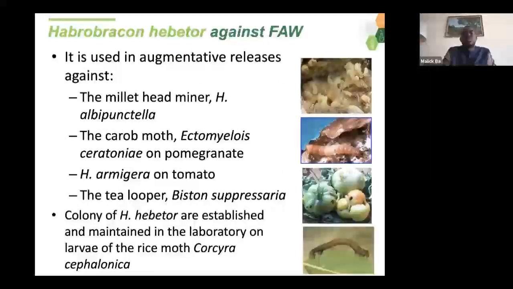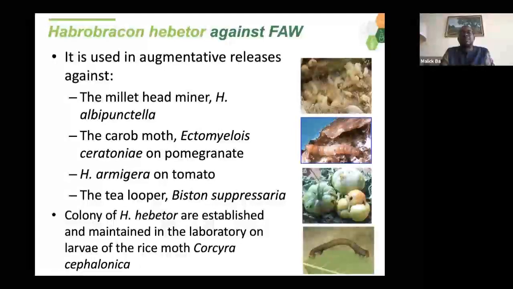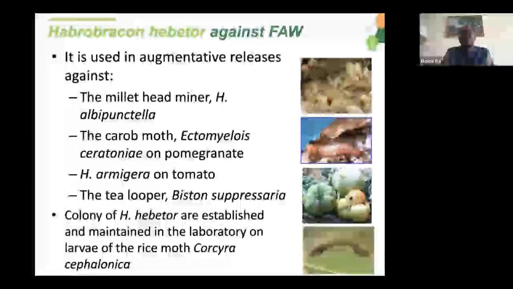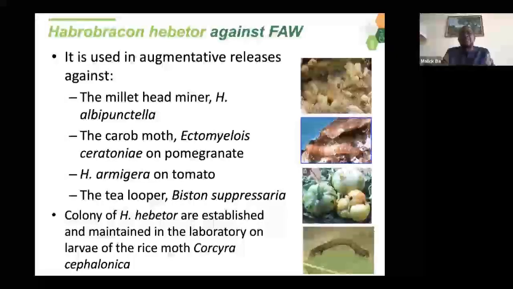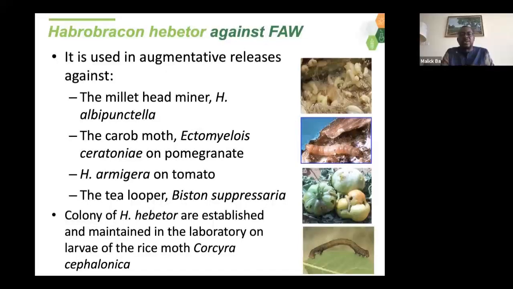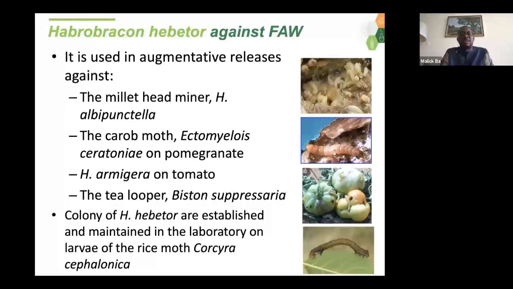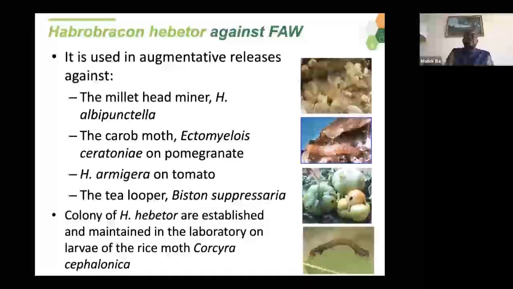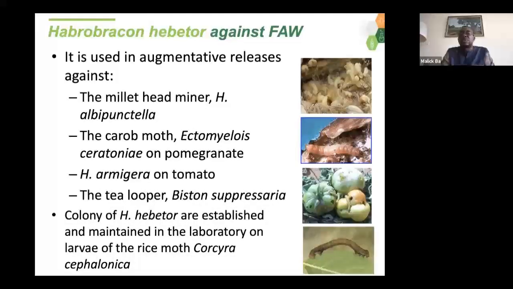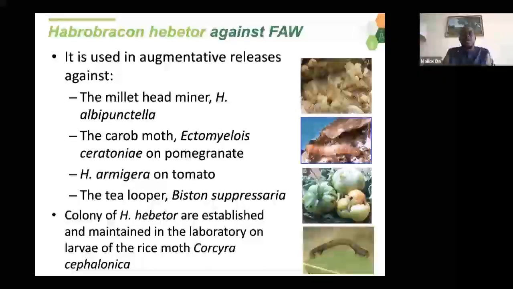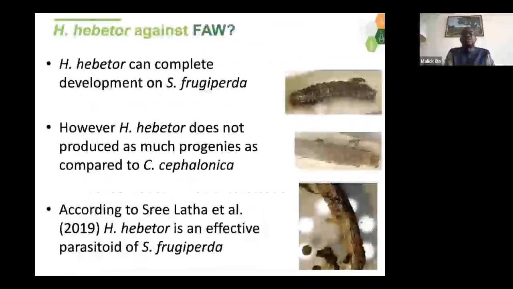So there was another parasitoid that we have been trying. This is also a worldwide known larval parasitoid that develops on many species of pests, and in our places it's mainly on the millet head miner. It also occurs on the carrot moth, on pomegranate, on tomato, on Helicoverpa armigera, on the tea looper, so many species. And colonies of its host can be easily developed on the rice moth in the laboratory.